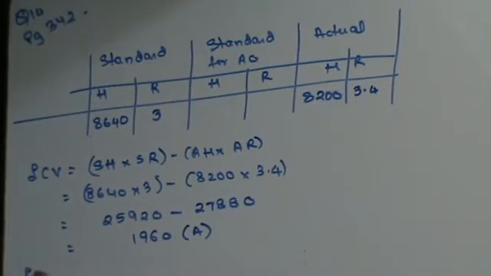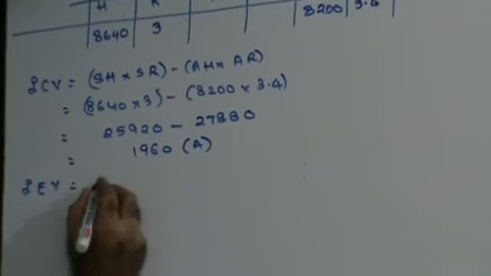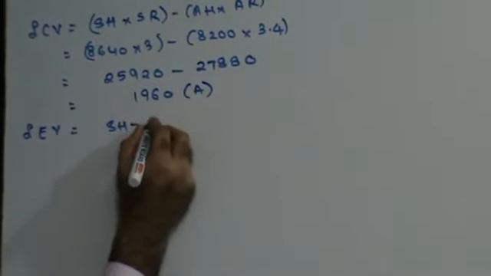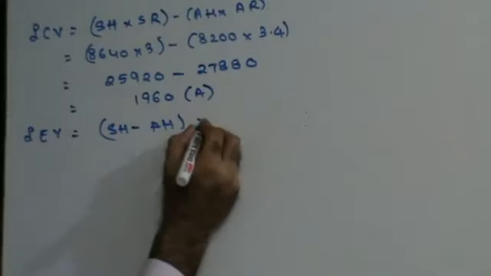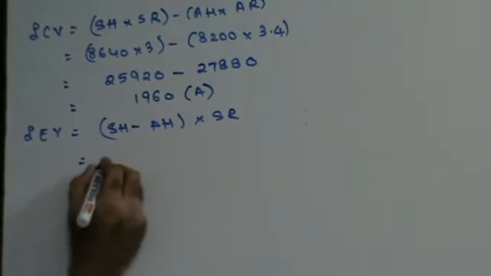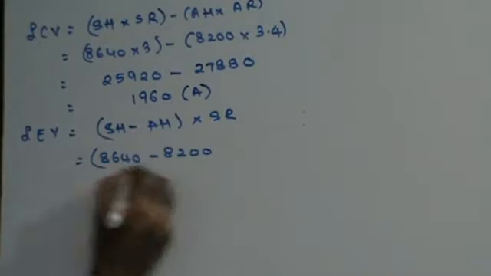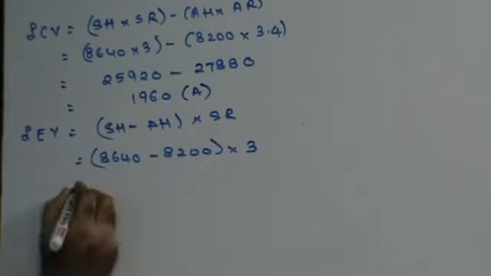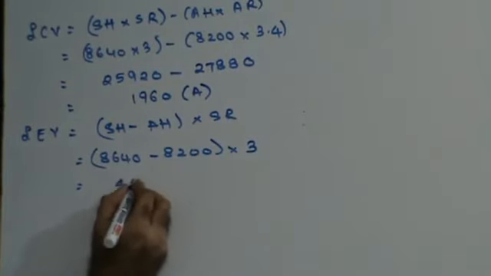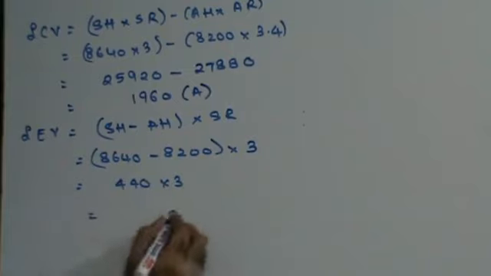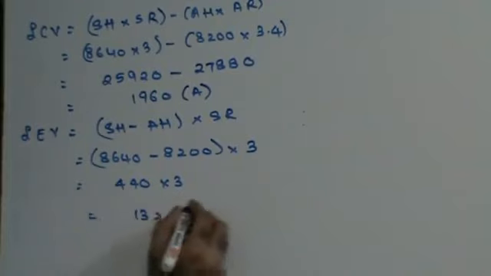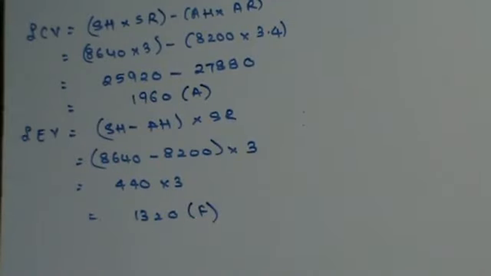Then similarly, you can find out labor efficiency variance. Labor efficiency variance is standard hours minus actual hours into standard rate. Standard hours is 8640, actual hours 8200 into standard rate 3 rupees. So this is 440 into 3, 1320. You are getting a positive answer. When you get a positive answer, next to it you write F. F stands for favorable balance, A stands for adverse balance.